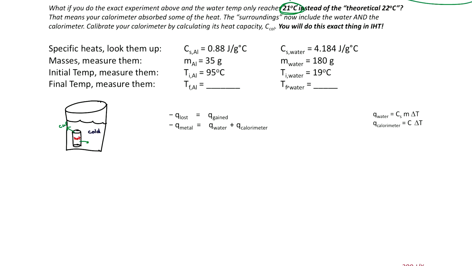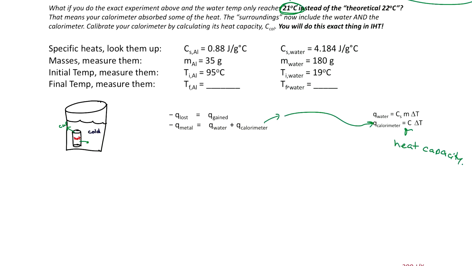So we always have to decide when given a Q, are we going to use Q equals mcΔT or Q equals CΔT? In this case, we know the specific heats of the metal and the water, so we're going to use Q equals mcΔT again, but this time for Q calorimeter, we're actually going to use Q equals CΔT. We're going to use heat capacity instead. What this process is called is calibrating your calorimeter. It's a step in the IHT lab where you're going to determine how much heat capacity is inside your specific cup. How efficient is it?